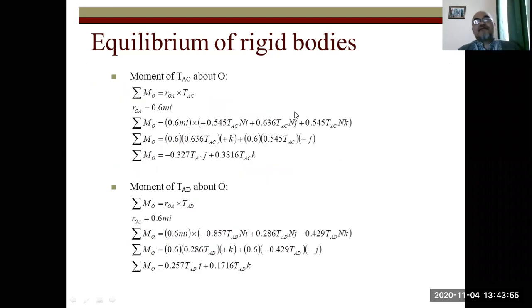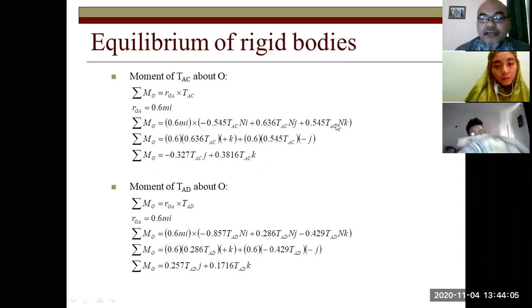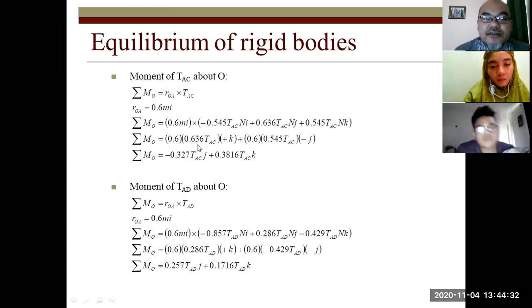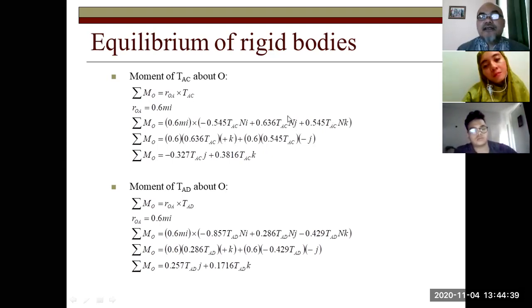external force. The moment of TAC about O, we can calculate ROA cross TAC, and ROA is 0.6 meter I, cross, we express TAC in terms of its ijk components as have been obtained earlier. So here what we obtain. I cross I is 0, because sine 0° is 0. So we only calculate I cross the j component and I cross the k component. So 0.6 cross multiplied by 0.636 TAC Newton J, I cross J equals K. This is K.